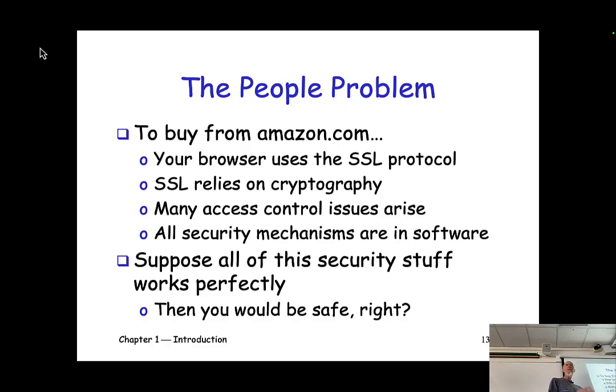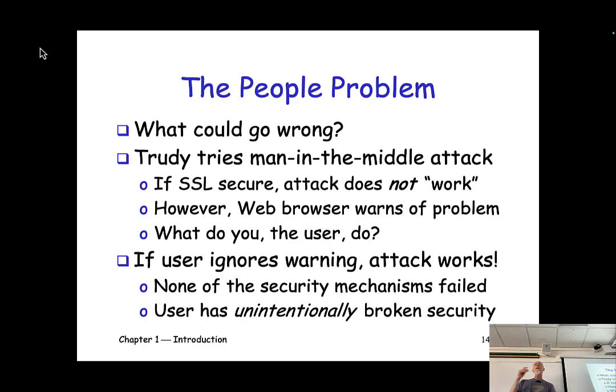Well, let's suppose all that stuff's perfect. Even the software, everything's working flawlessly, just as it should. So you'd be safe, right? Well, not exactly. We'll look at the details of this in a later chapter, but there's a man-in-the-middle attack. When you send something over the network, we assume that Trudy can see those messages. Otherwise, we wouldn't bother with security. So Trudy's sitting somewhere in the middle, and she can see the messages going back and forth. She can insert messages and delete messages. She can do lots of things as this man-in-the-middle attacker. And there's a very specific attack she can do.